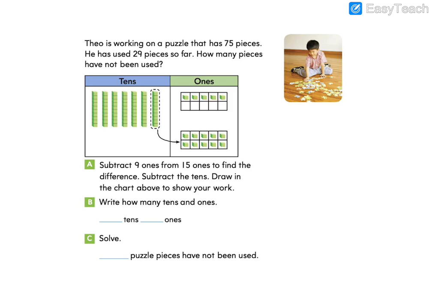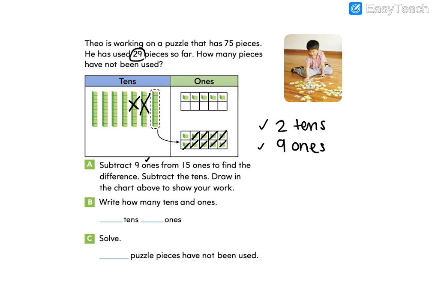So let's subtract our 9 ones first. 1, 2, 3, 4, 5, 6, 7, 8, 9. Right? We subtracted our 9 ones. Now let's look at 29. It has 9 ones and 2 10s. So we've subtracted our 9 ones, and now we can subtract our 2 10s. Remember, this 10 has already been regrouped here.